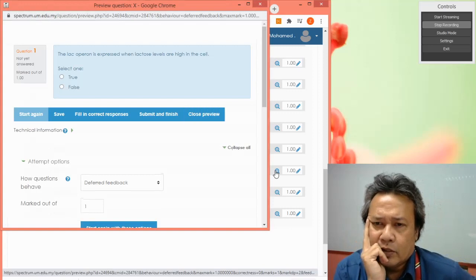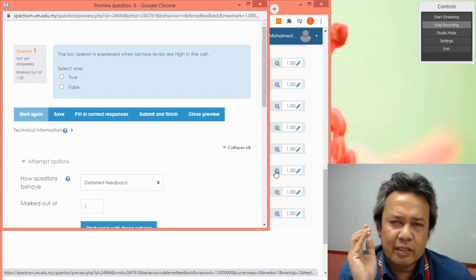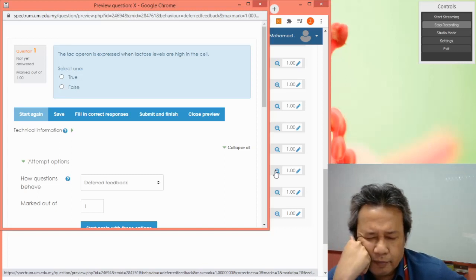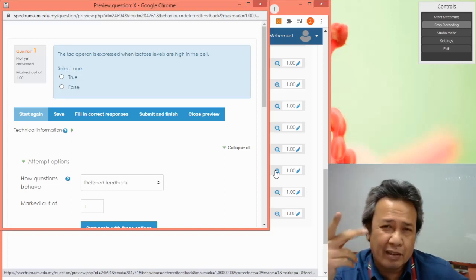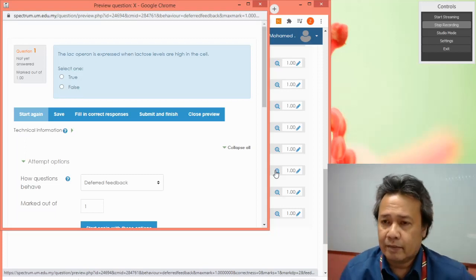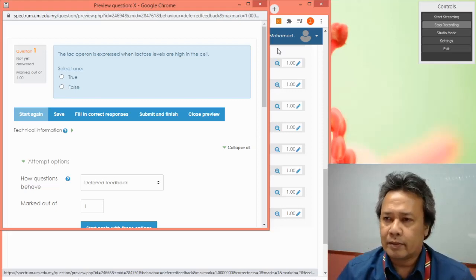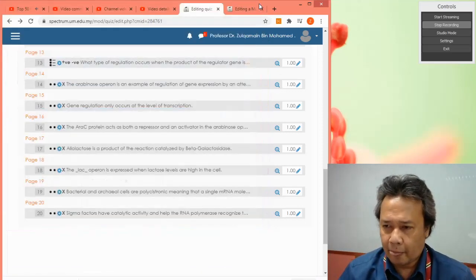The lactose operon is expressed when lactose levels are high. No, it's wrong, because for it to be expressed, they need to meet two different conditions. Even if lactose is high in the cell, if there's glucose, it's still not going to be switched on, right? So this is a false statement. It has to say lactose is high and glucose is absent, right? So this is false.